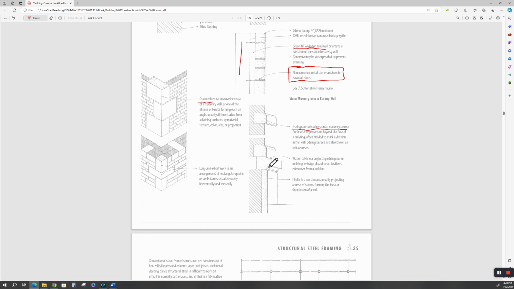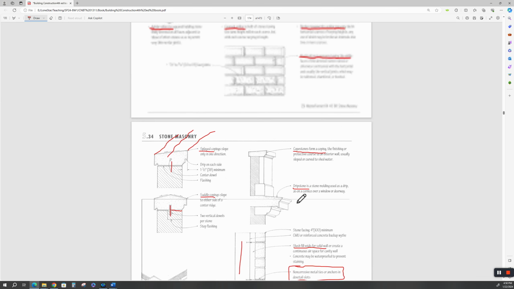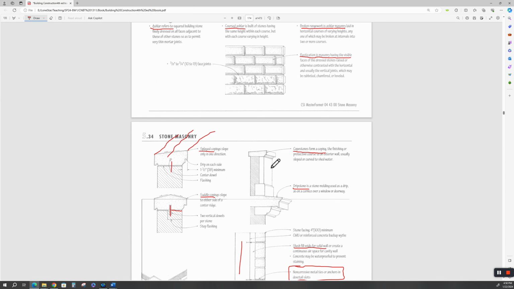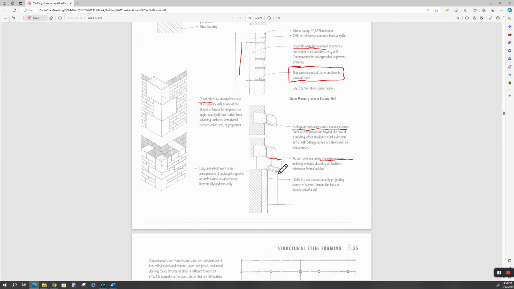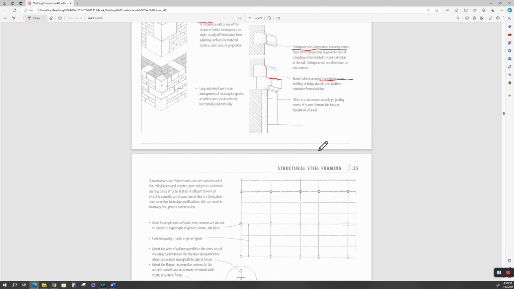This is the water table projecting from your string. It was made to divert rainwater from a building. And this is a plinth, or continuous, usually projecting course of stones forming the base or foundation of a wall. Let's go here. This section up here, plinth, okay? All right. And this is a drip stone because it's at the roof, but down here it's a water table, right? Serves the same purpose. All right, that ends that.